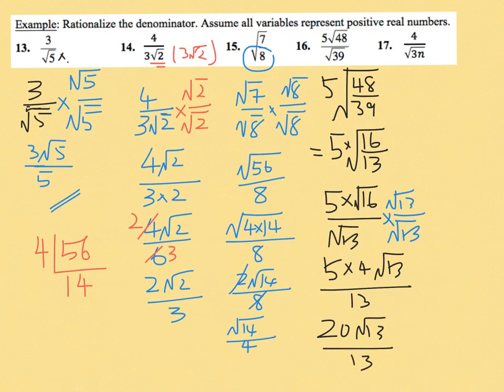In example 17, we have 4 divided by square root of 3n, and in this case I would have to multiply the denominator by square root of 3n and the numerator by square root of 3n to rationalize it. So I end up with 4 square root of 3n over 3n, and that's the answer.